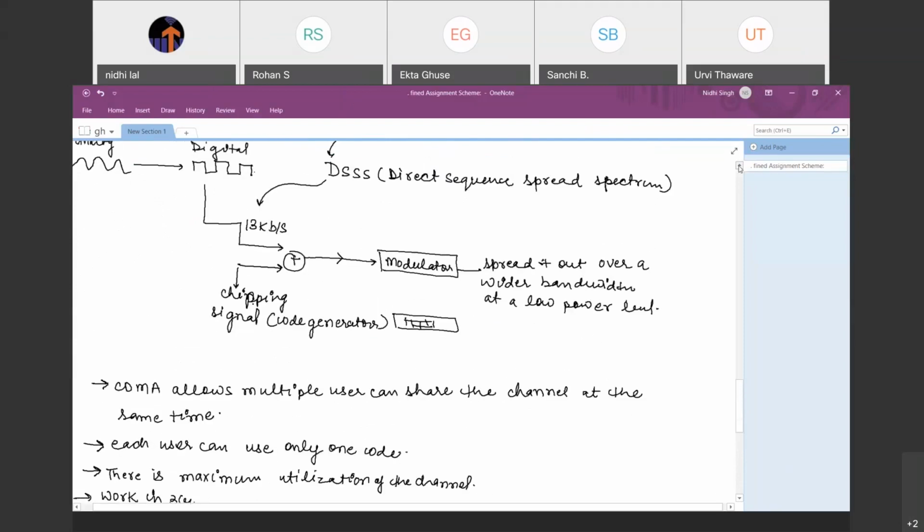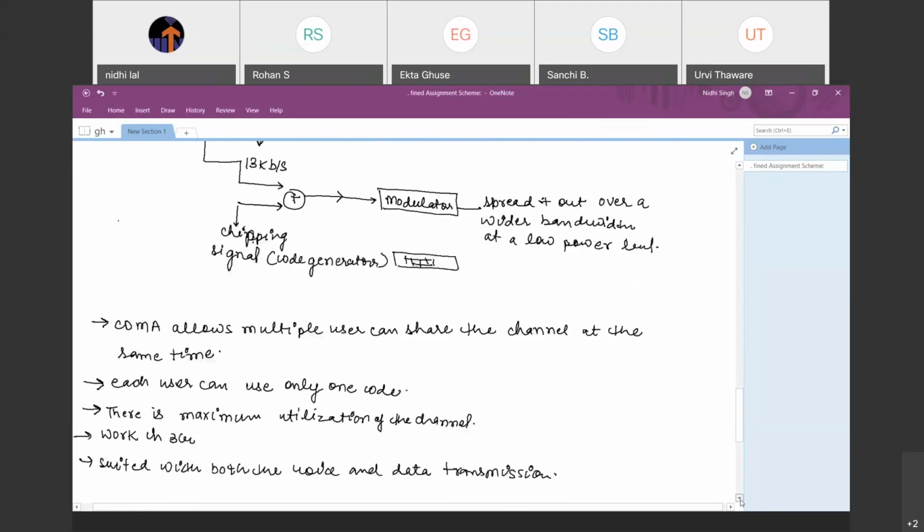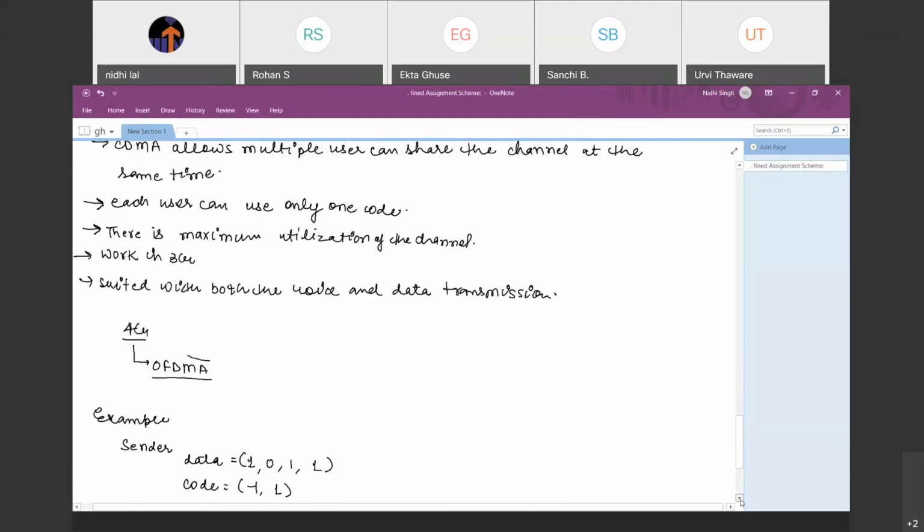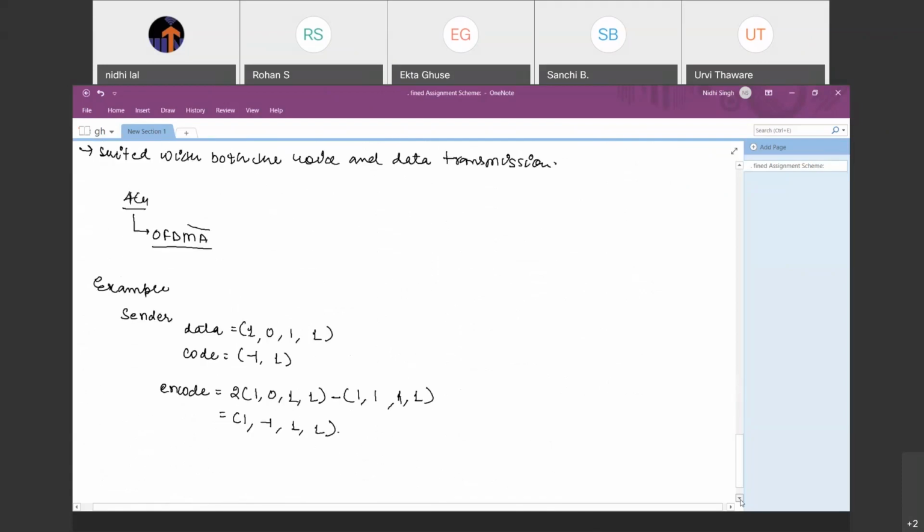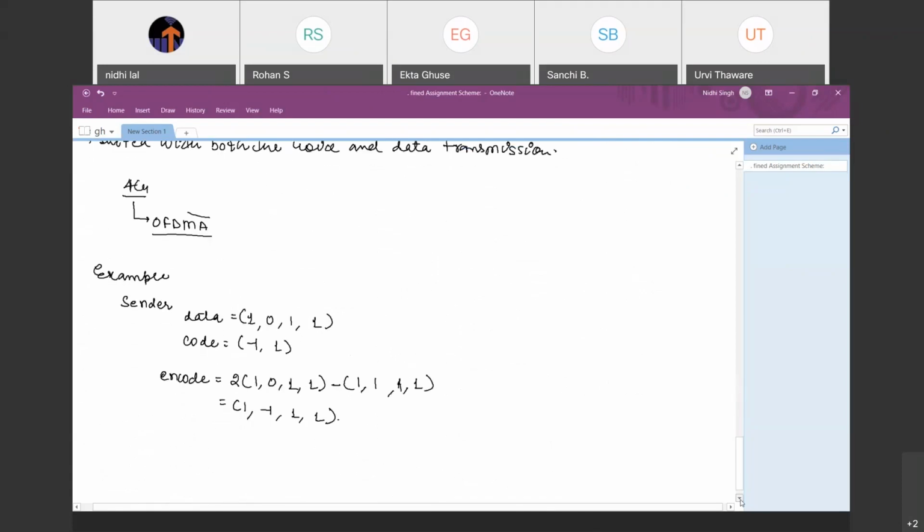there will be an XOR operation between the encoding digital signal data and the chipping signal, that is nothing but the code. So perform the XOR operation between the encoding data and the code. So that will be your last signal that you have to transmit over the medium. So the signal will be code XOR encoding data.